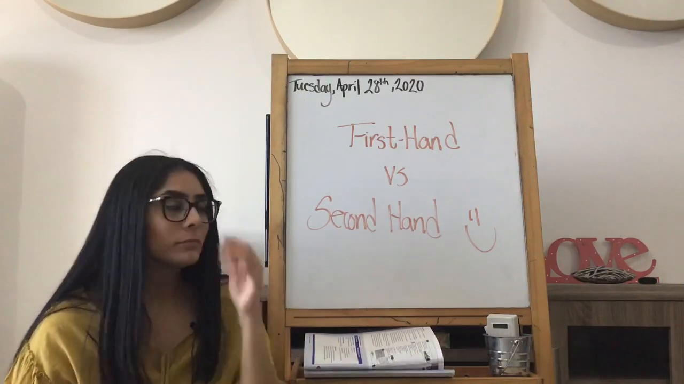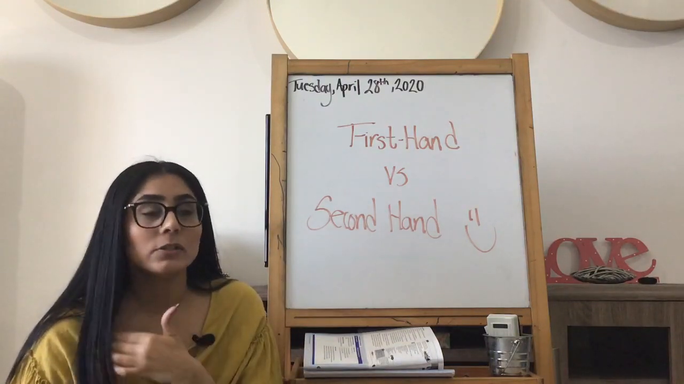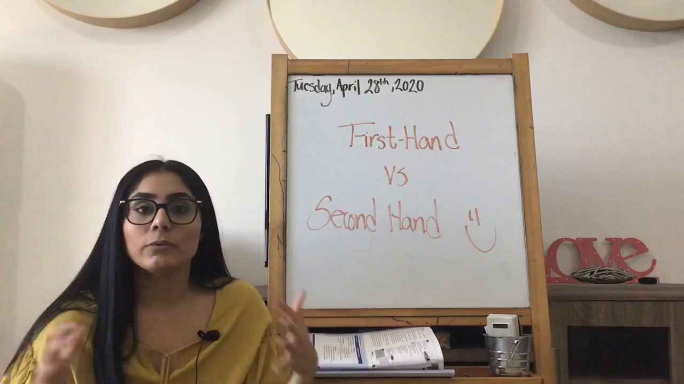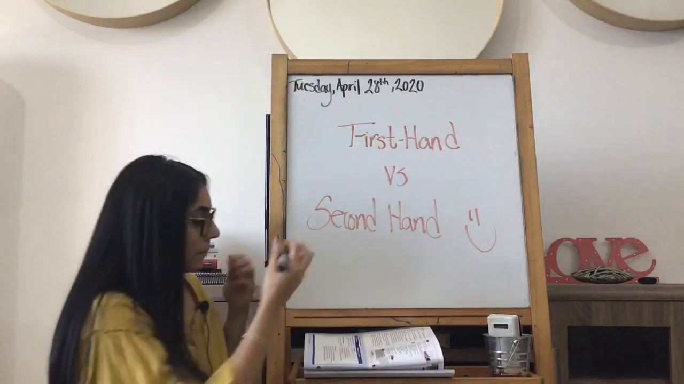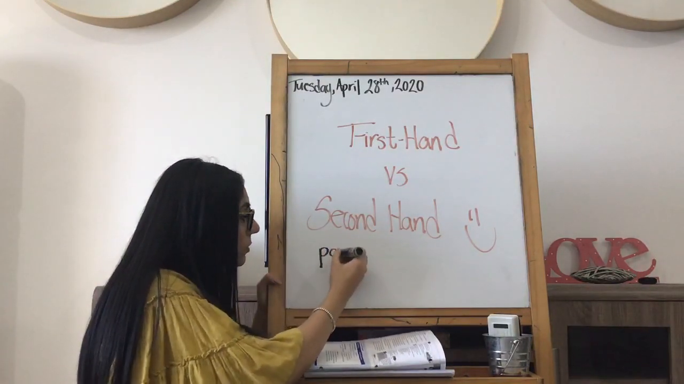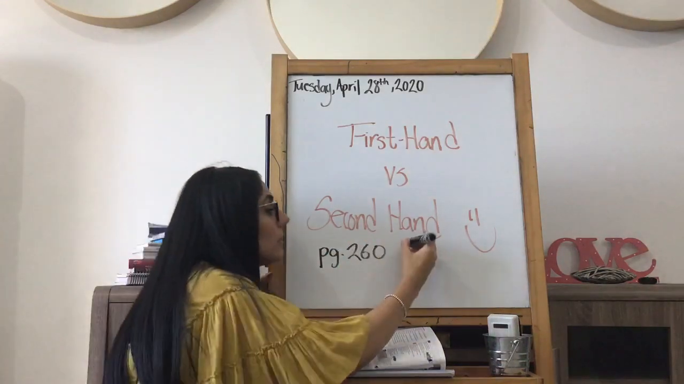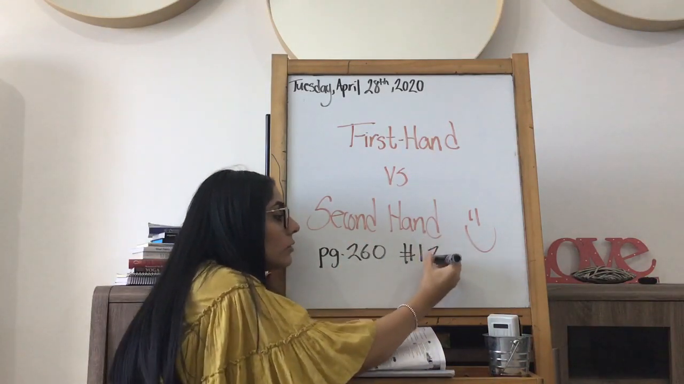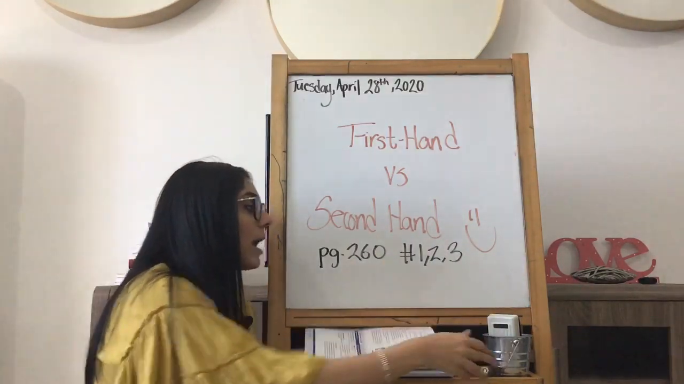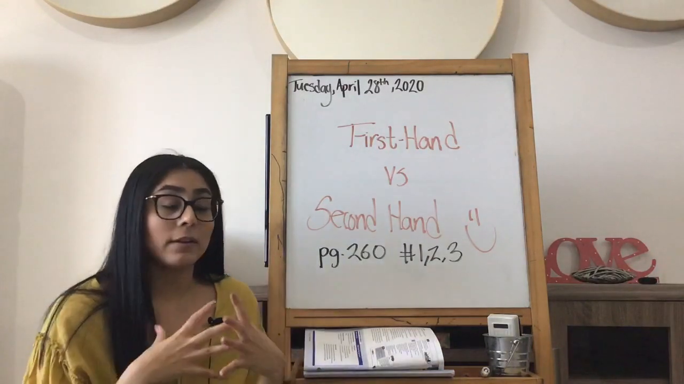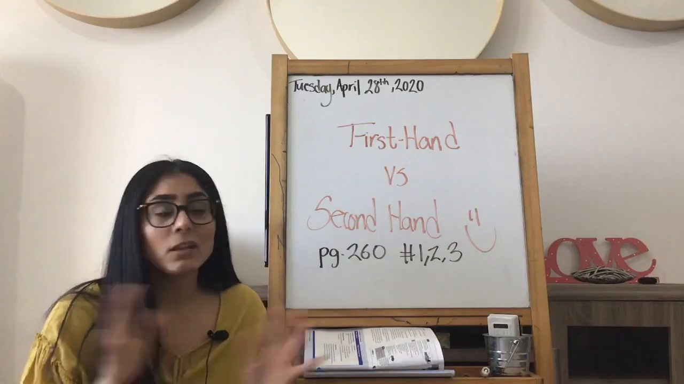Okay, that's the difference. Now, that's what you're going to be working on today. In your textbook questions, you're going to be understanding what kind of data is it? Is it first-hand or second-hand? So you're going to be working on textbook, page 260, numbers 1, 2, 3. So you have 3 short, easy questions. And all they are is looking at different examples of data and saying, is this first-hand or second-hand? Okay, that's all I want you to do today.